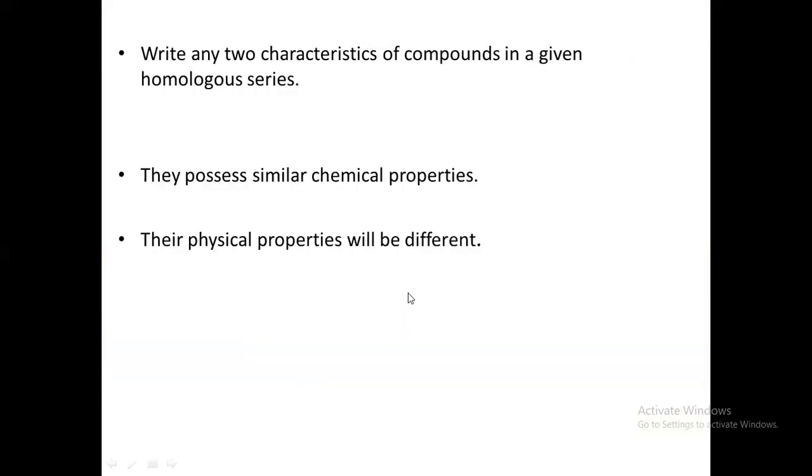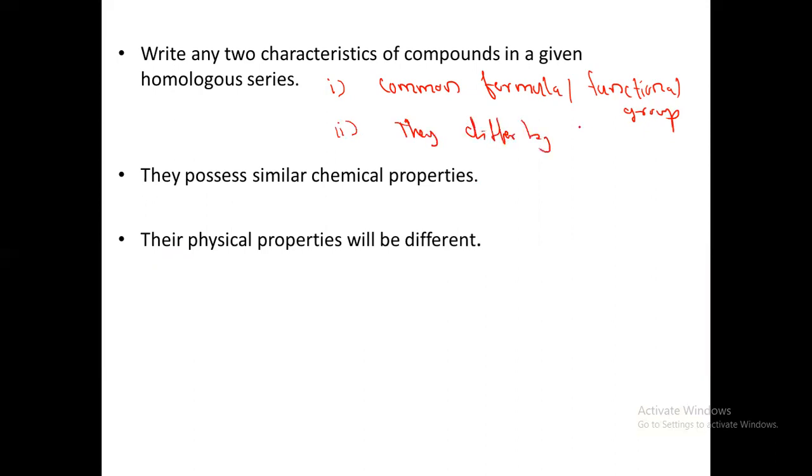Then another type of question: you may be asked for any two characteristics of homologous series, or some number of characteristics. So what can be written? Generally, we know that a homologous series has a common formula, a general formula, or a common functional group. Another characteristic you can write is that these members differ by a CH2 unit. But that actually comes under the definition of homologous series.